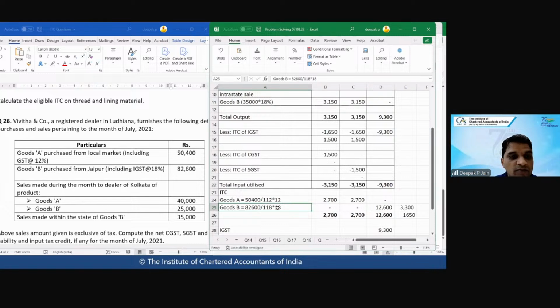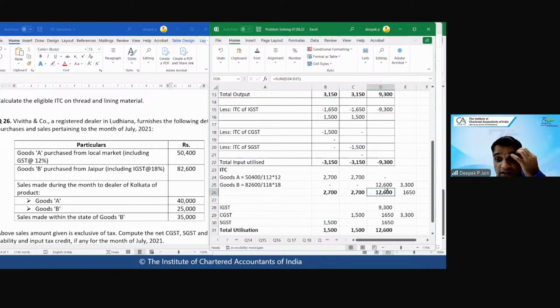Since goods B are purchased from Jaipur to Ludhiana, it is an interstate purchase, so IGST is charged by the supplier. This is the total tax, right? Now, how do you utilize this ITC? First IGST you will use, which is 2,700 of this.